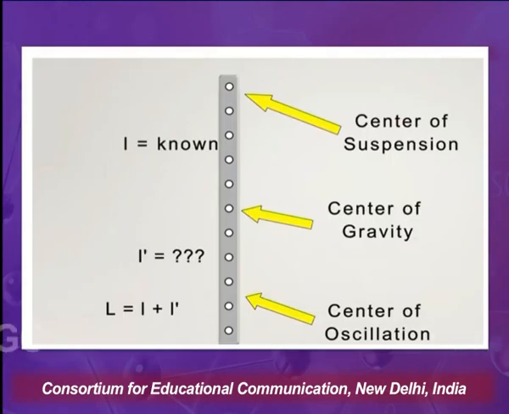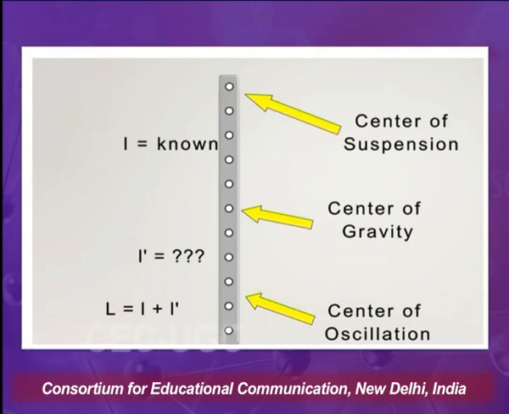So this is also the bar pendulum, and the top point is the center of suspension, and the mid point you can see is the center of gravity, and the last one is the center of oscillation. And small l is known, that is the distance from A side to center of gravity, and l dash is the distance from center of gravity to the last point, and the total length, suppose you are assuming that is capital L, is equal to small l plus l dash.